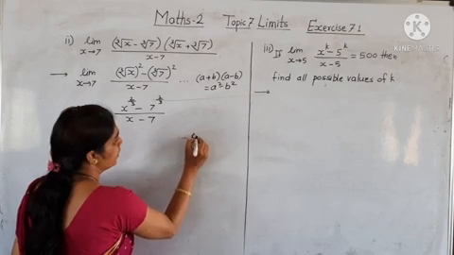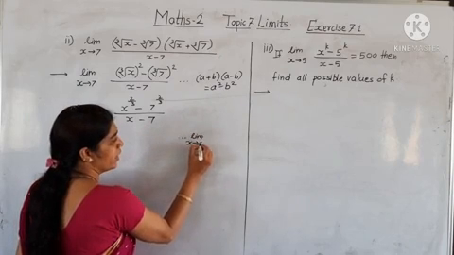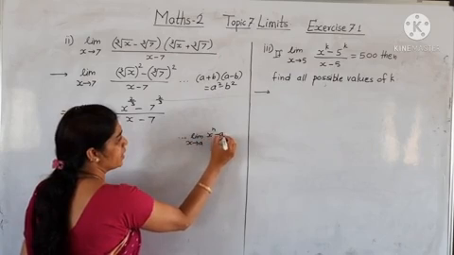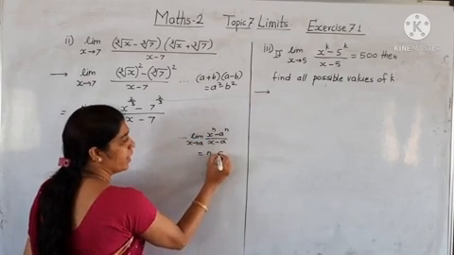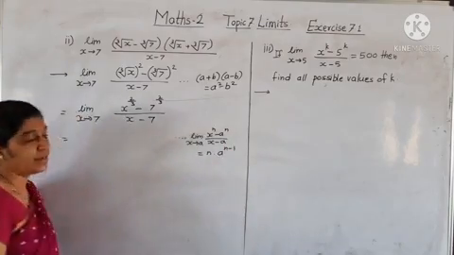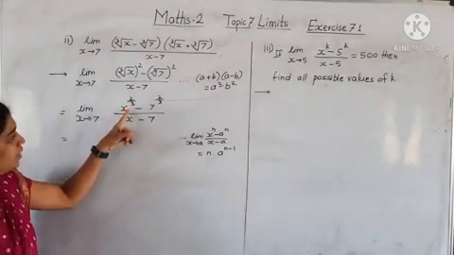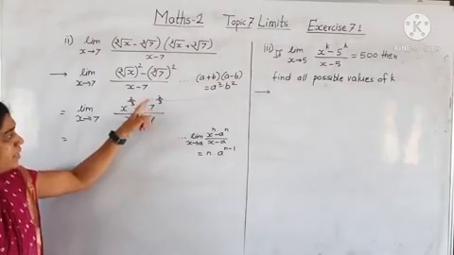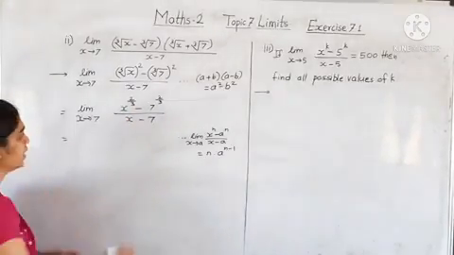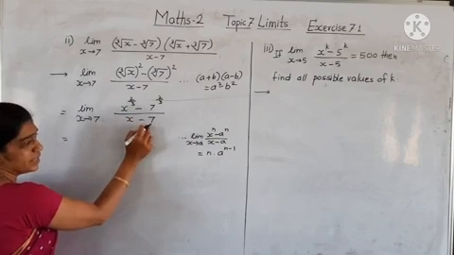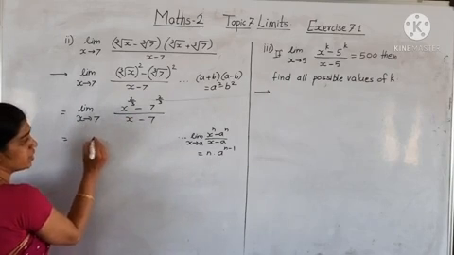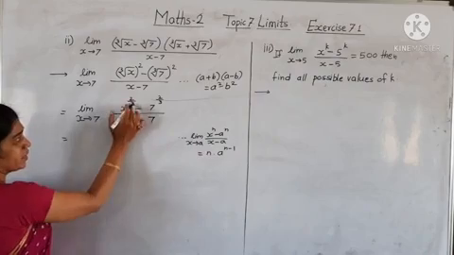Limit x tends to a, x raised to n minus a raised to n upon x minus a is equal to n into a raised to n minus 1. See here, this is of the form x raised to n minus a raised to n upon x minus a. So here we directly apply the formula, as x tends to a, here 7. So what is the answer? n into a raised to n minus 1.